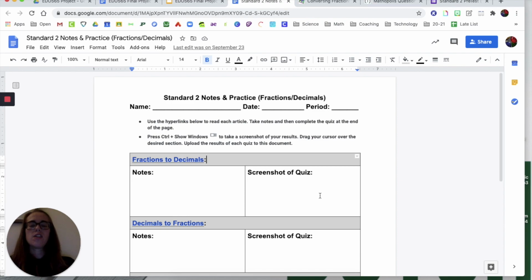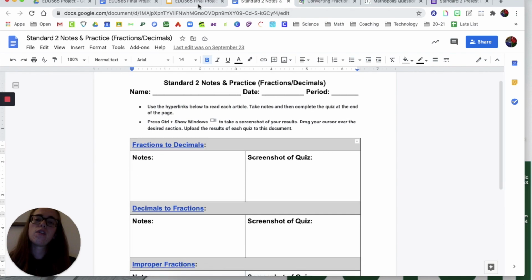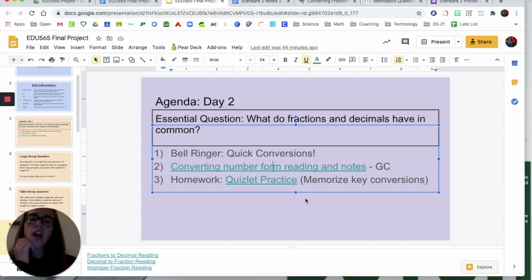The final thing that students would do here after they've gone through this is they'd actually go through and select one strategy that they like best for each one, and they would highlight that one, and that's going to be their preferred strategy moving forward to complete those skills.